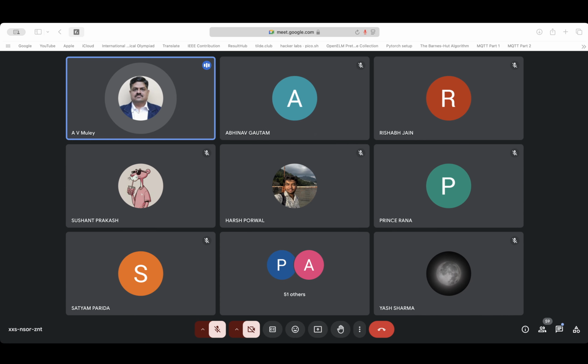So this is the basic idea about quality and the importance of quality control.